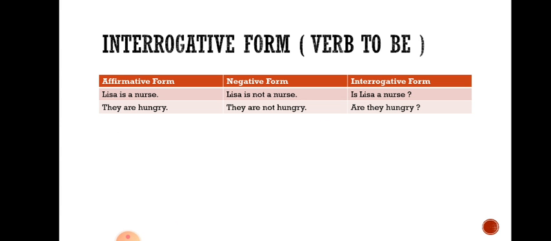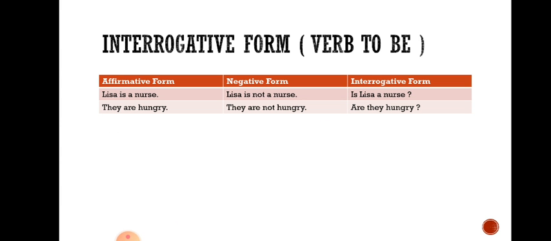The interrogative form when there is verb to be. Lisa is a nurse. Lisa is not a nurse. Is Lisa a nurse? They are hungry. They are not hungry. Are they hungry?